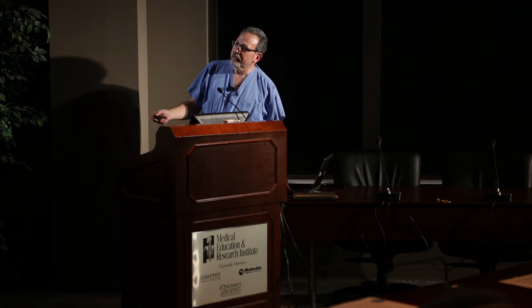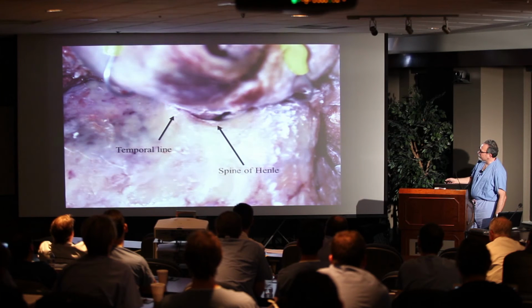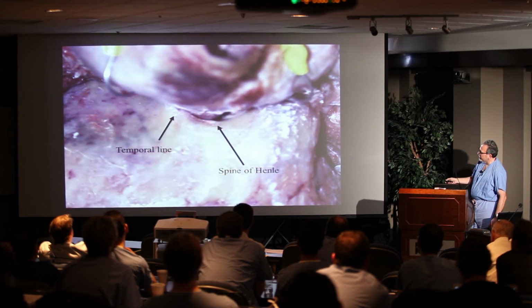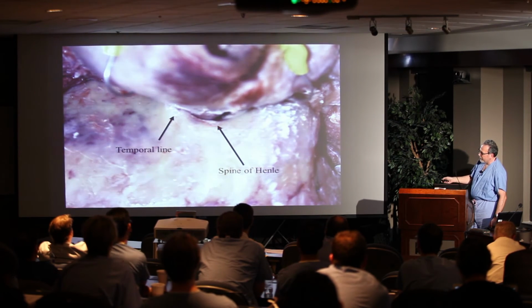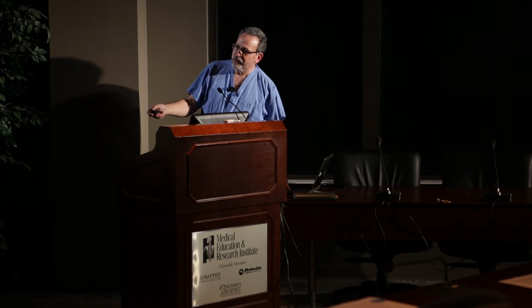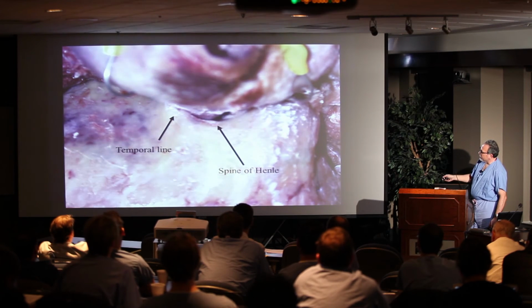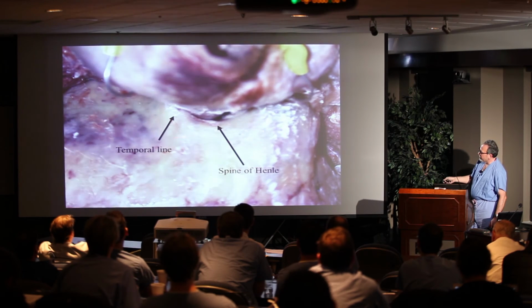Looking a little more closely, the temporal line is just the posterior extension of the zygomatic arch. That's one important landmark. The spine of Henle, which is right here at the back end, just immediately behind the external auditory canal, is the other important landmark where, when you drill deep here, you're going to find the antrum of the mastoid. It's very anterior. And then the other one you have to kind of close your eyes and think about is where the sigmoid sinus is.